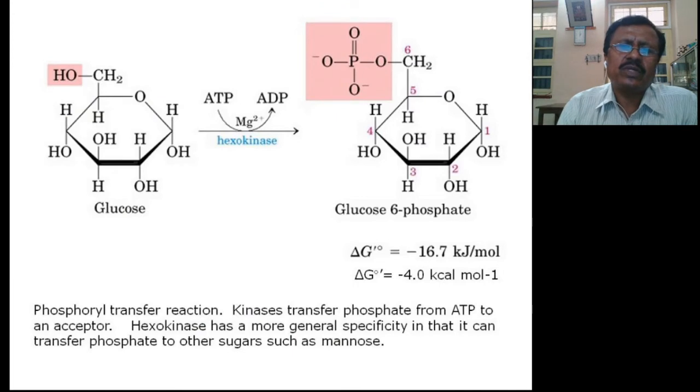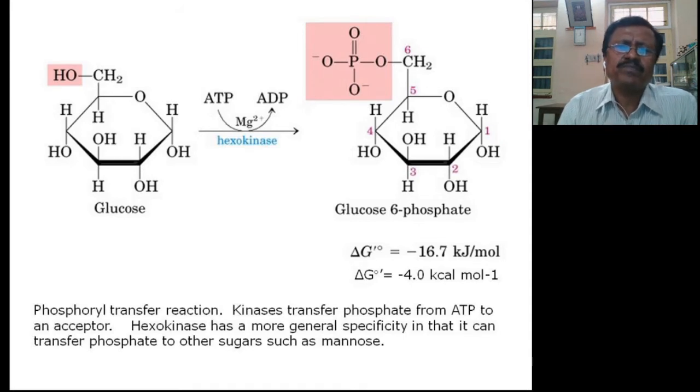In this video, let us discuss the 10 reactions of glycolysis. Out of the 10 reactions of glycolysis, 3 reactions are irreversible. 2 reactions are examples of substrate level phosphorylation, and 1 reaction is a redox reaction.